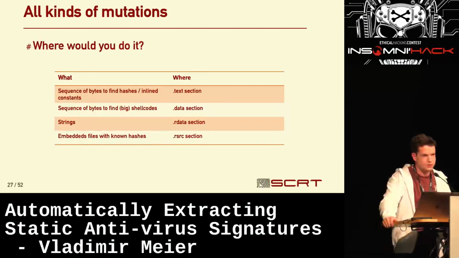This is the same view as before, but laid out differently. If you want to find hashes or inline constants, you would look for them inside the text section. If you want to find shellcodes or other stuff, maybe take your chances with the data section. If you want to look for strings, that will be the rdata section.